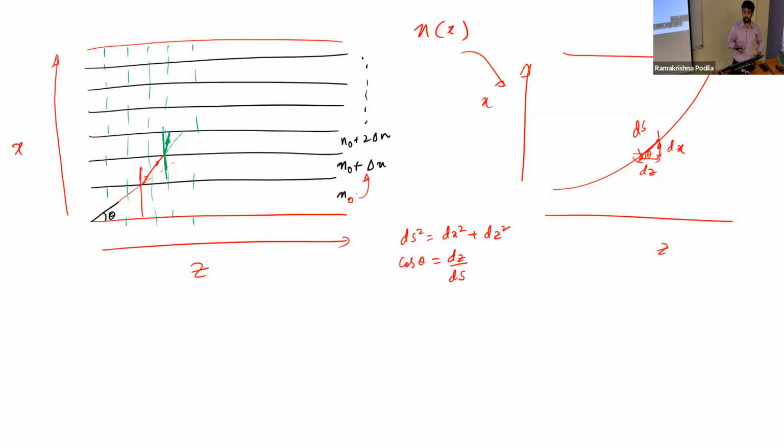Then if you take this and do the derivative with respect to ds, you would have 1 equals dx squared by ds squared plus dz squared by ds squared. And we saw that this is nothing but sine squared theta plus cosine squared theta equals 1. Right? So this is sine squared theta and this is cosine squared theta.